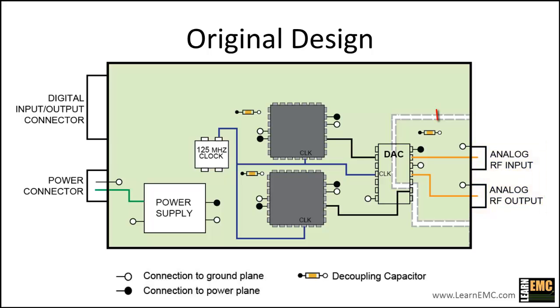The traces shown in orange carry these 2 signals. These could be NTSC video signals or any other RF analog signal. We'll assume that the frequency of these RF signals could be anywhere from tens of megahertz to hundreds of megahertz. We're going to look closely at this design to try to identify any potential problems. But first, let's take a minute to think about our goals with respect to electromagnetic compatibility for this board.